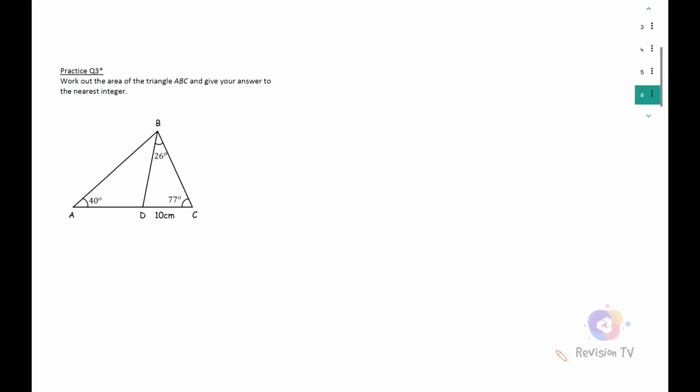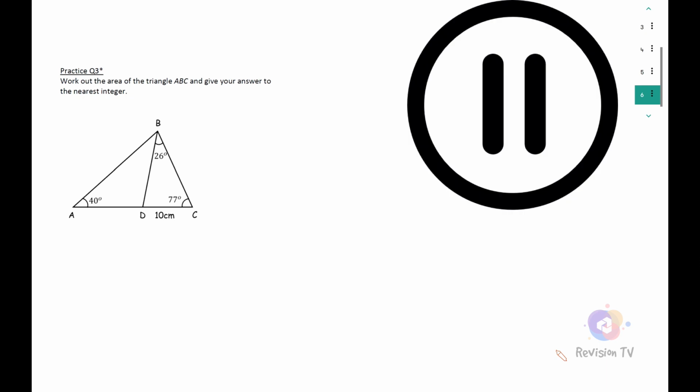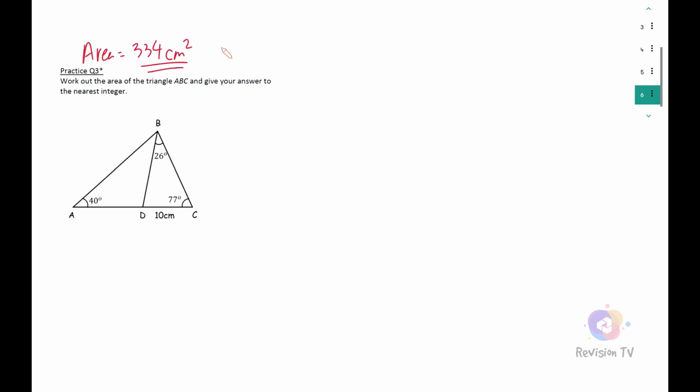Last but not least, practice question 3, a little bit of a complicated triangle, more than one triangle in here. Have a go at the question, work out the area of the triangle ABC and give your answer to the nearest integer. Pause the video, have a go at the question. When you're ready for the answer, or if you have no clue, play the video. The final answer is 334 centimeters squared.